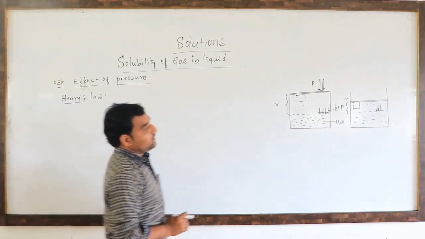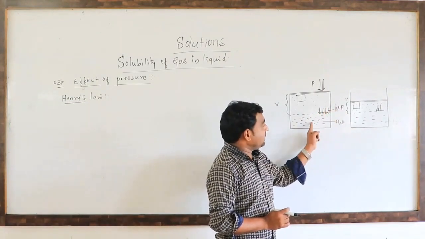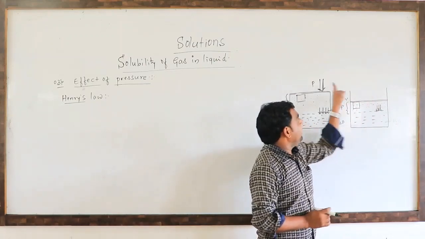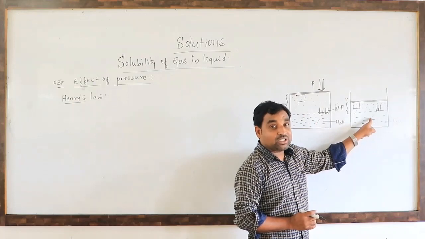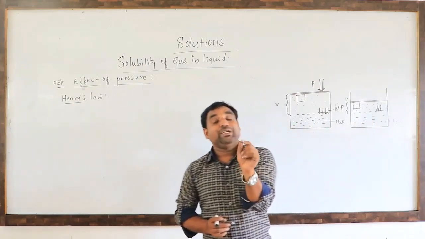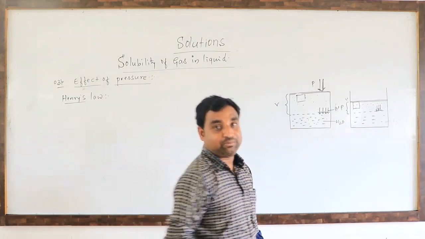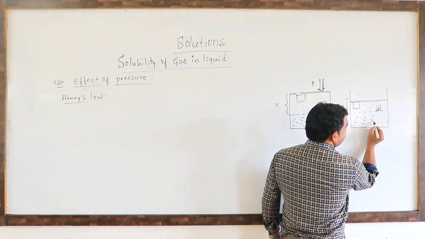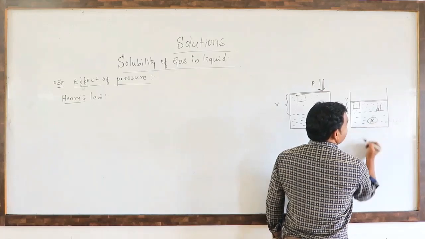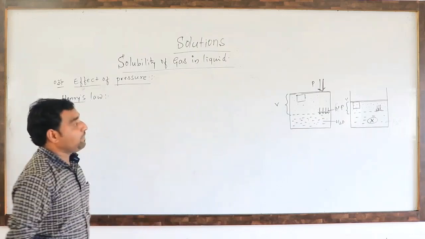So now this is called vapor pressure or partial vapor pressure. This is the solubility. When we increase the pressure, the solubility of a gas in a liquid increases. That solubility can be explained by the concentration term, mole fraction. So now we can define Henry's law.